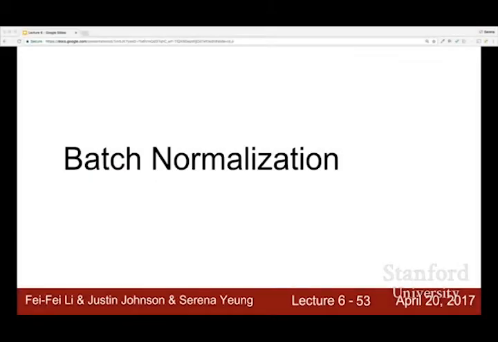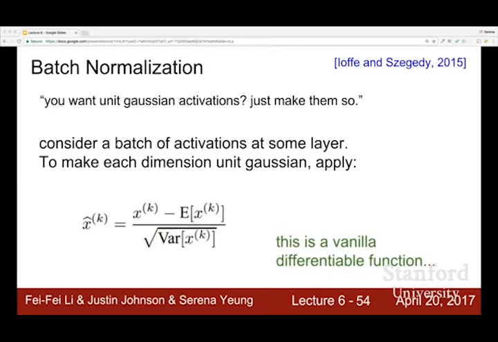And so now we're going to talk about a related idea to this idea of wanting to keep activations in a Gaussian range that we want. The idea behind what we're going to call batch normalization is: okay, we want unit Gaussian activations. Let's just make them that way. Let's just force them to be that way. And so how does this work?